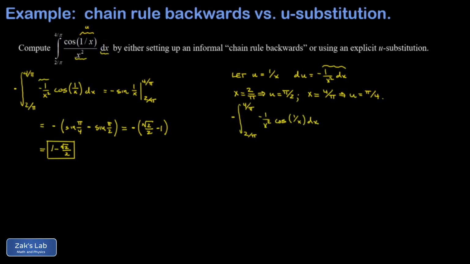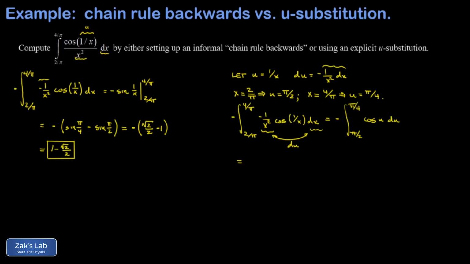And that's basically what we did in the informal approach. I have my negative 1 over x squared out there, and then I have a dx, and those combine to give me du. And then the cosine of 1 over x is going to become the cosine of u. I'm going to transform the limits of integration to the u limits in this step. And again, negative 1 over x squared dx, that just gives me du. And the cosine of 1 over x is just a cosine of u.